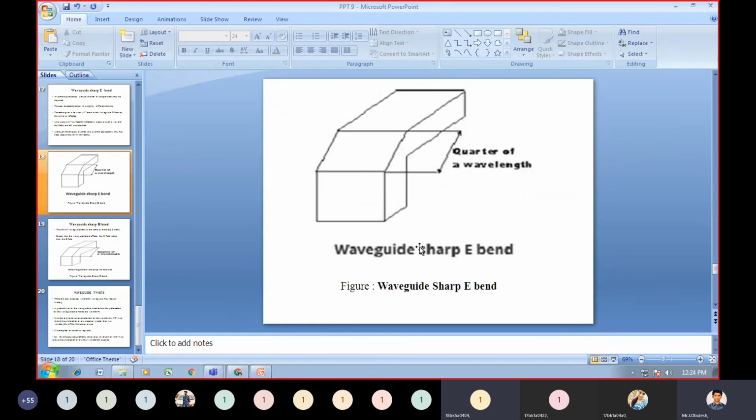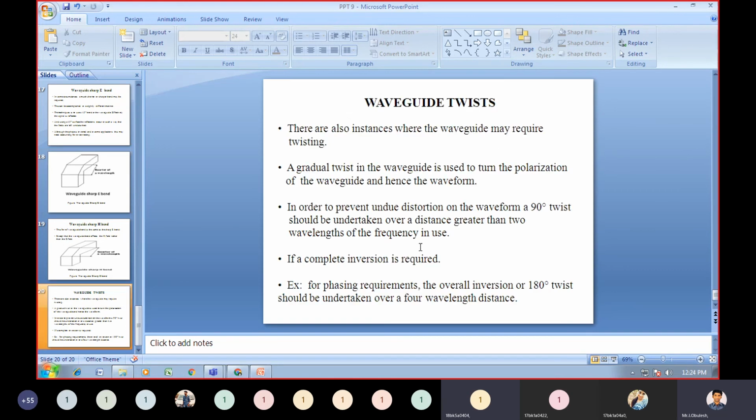Coming to the waveguide sharp H bend. Where do you get this? Only in the magnetic field. There only will you get this. And the angle value, you need to keep in mind, is 45 degrees only.